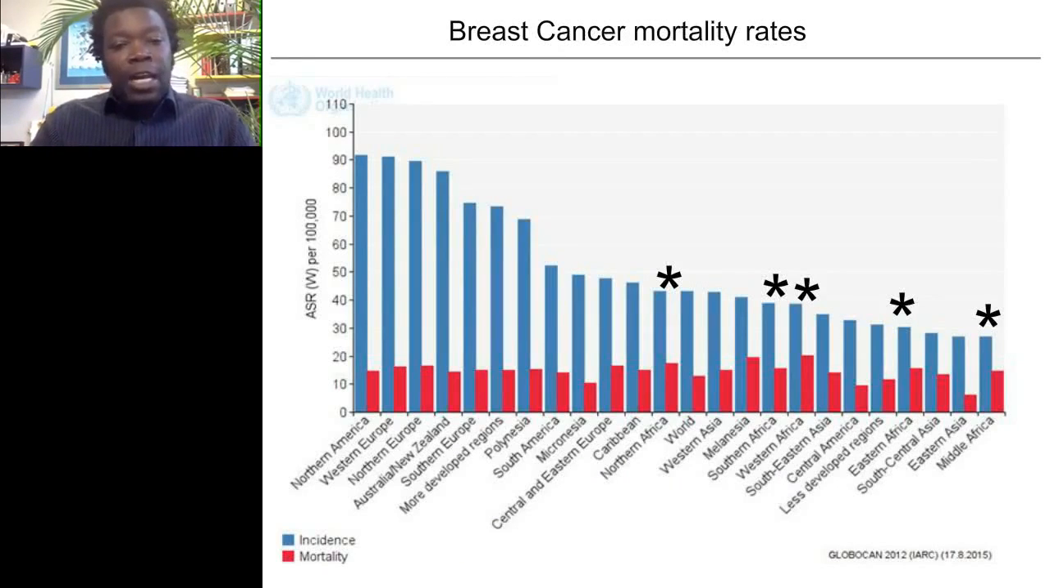If we were going to look at mortality rates, this is where the story of cancer in Africa becomes decidedly more sad. If you look to the left of this graph, you see in North America, the blue bar represents the incidence of cancer, and the red bars, for example, all the way on the extreme left for North America, represent the mortality rate. So if you are a woman in North America, the incidence is 10%, or 90 individuals per 100,000, and the mortality is around 15 to 10%.